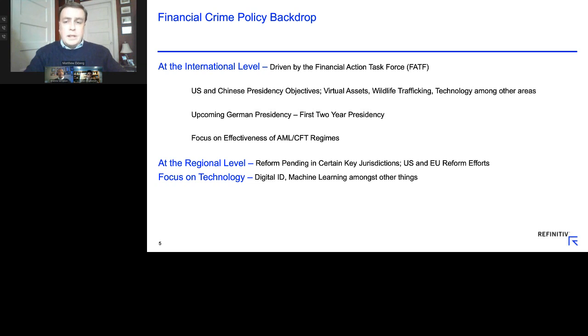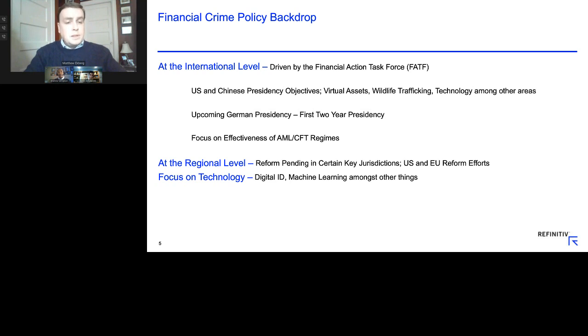And it's been a really active period for FATF over the last several years. If we look just at the last presidency, the US, and the current presidency, China, they've really focused on addressing AML-CFT concerns for virtual assets, becoming the first standard-setting body to address something in that area, a focus on the illegal wildlife trade, a focus on technology and digital ID, and before that on other issues, including information sharing and correspondent banking, among other things.